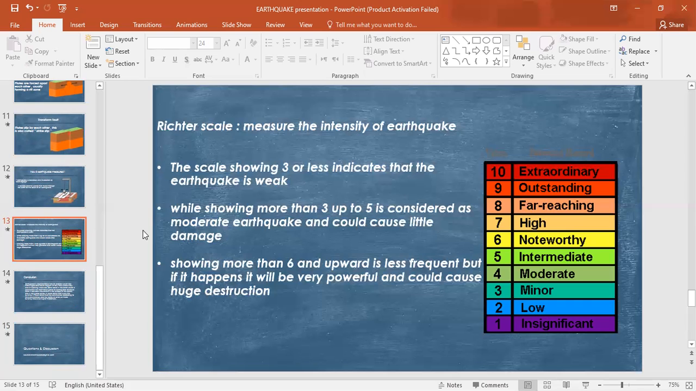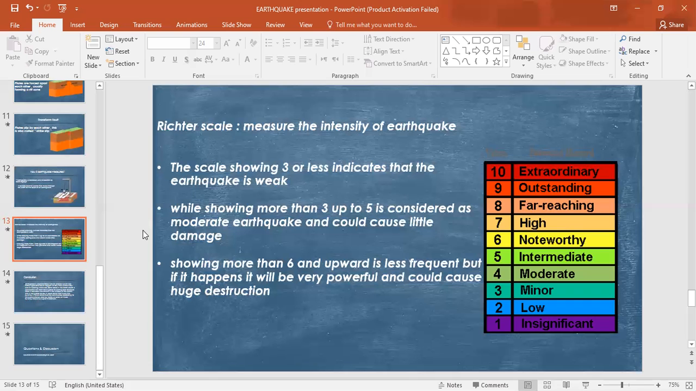So we have to take our precautions just to limit the effects of earthquake. These are some precautions that we have to follow. For example, if we are inside the house and the earthquake happens, we have to stay indoors until the shaking stops. This is the first step. And if we are outdoors, we have to stay away from buildings, trees, and so on. If we are driving a car, we have to stop it and get out of it.